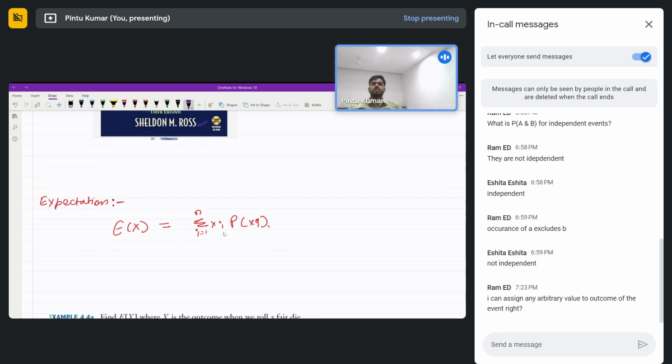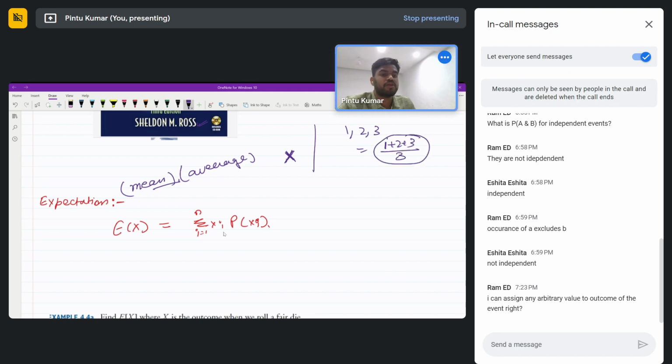So now we go to something known as expectation. This is also called the mean, or average. If you have some random variable, like when you talk of average, you want to take, let's say, the average of numbers 1, 2 and 3. What would you do? You would do 1 plus 2 plus 3 divided by 3, right? Now, if somebody says that the chance of 1 occurring is just 0.1, the chance of 2 occurring is very high, let's say 0.8, and the chance of 3 occurring is also very low, that is 0.1. And now he is telling you to take a weighted average based on the chance of their occurring.